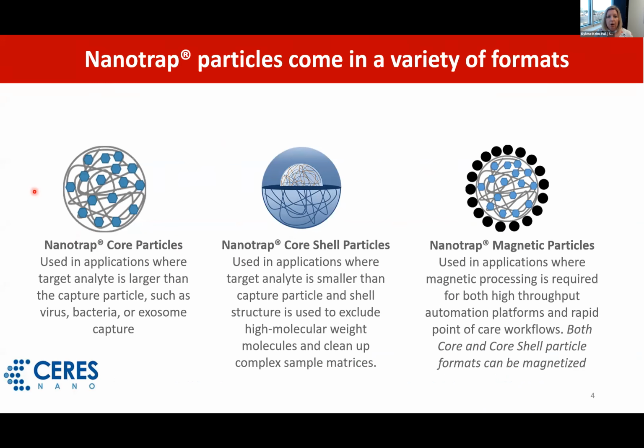There's the Nanotrap core particles, which are typically the ones that we use. These are used without the size-sieving shell, and these are in applications where what you want to capture is larger than the nanoparticle of interest. So these nanoparticles are around maybe 400 nanometers in size. And if you're looking at capturing viruses, bacteria, or even exosomes, you want to use this particle.